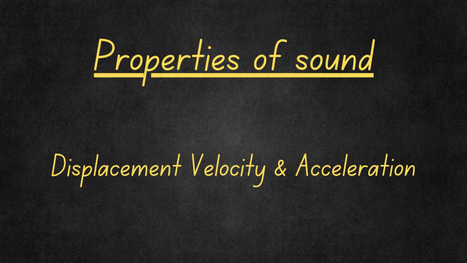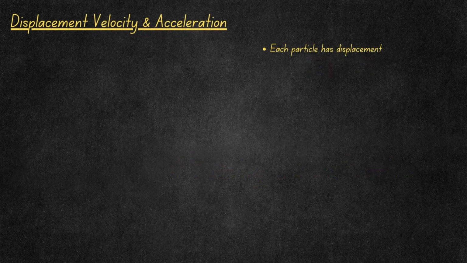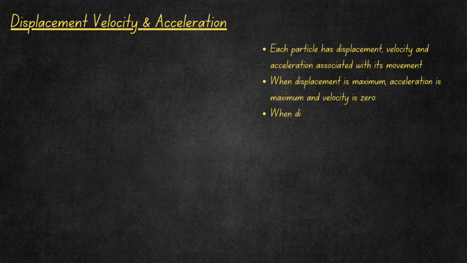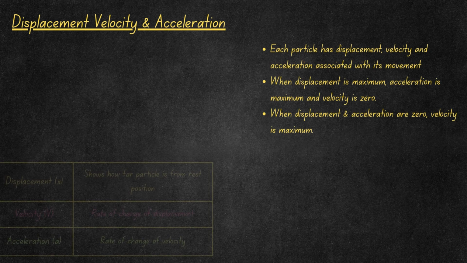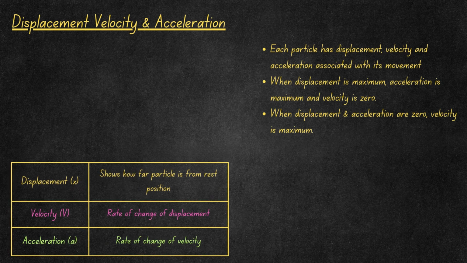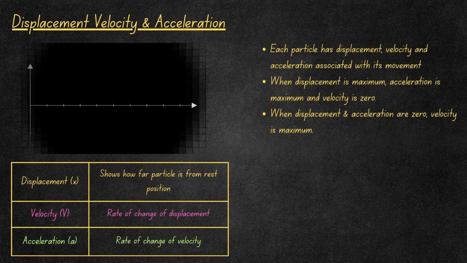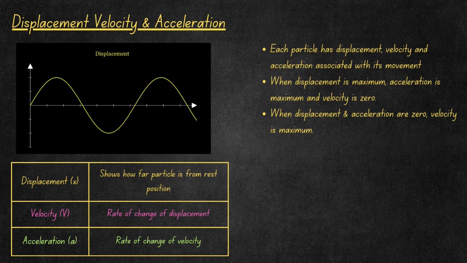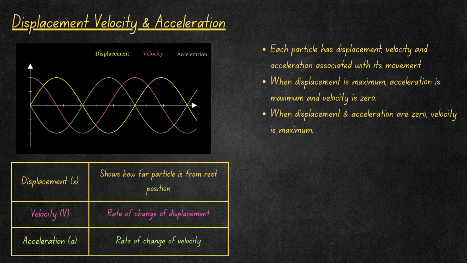Each particle has a displacement, velocity, and acceleration associated with their movement. They all describe the same sound wave. When displacement is maximum, velocity is 0 and acceleration is highest. Think of it like a swing at its highest point. It pauses slightly before swinging back. When displacement is 0, velocity is max and acceleration is 0. Like a swing rushing through the middle, it's at its fastest but not being pushed. The velocity wave is a cosine wave 90 degrees ahead of displacement. Acceleration is in phase with displacement but inverted.